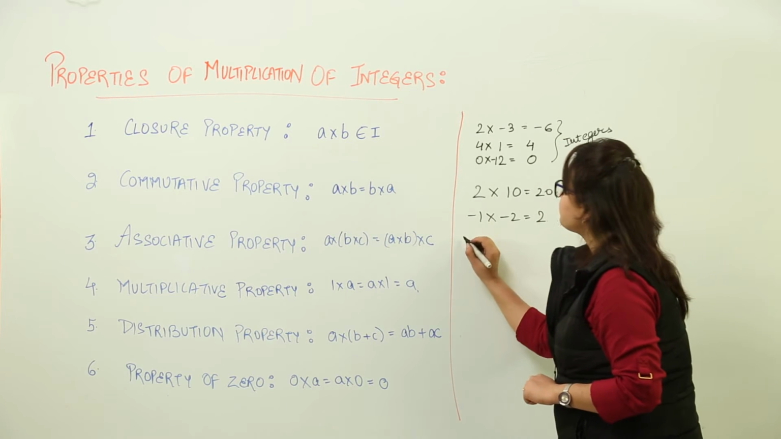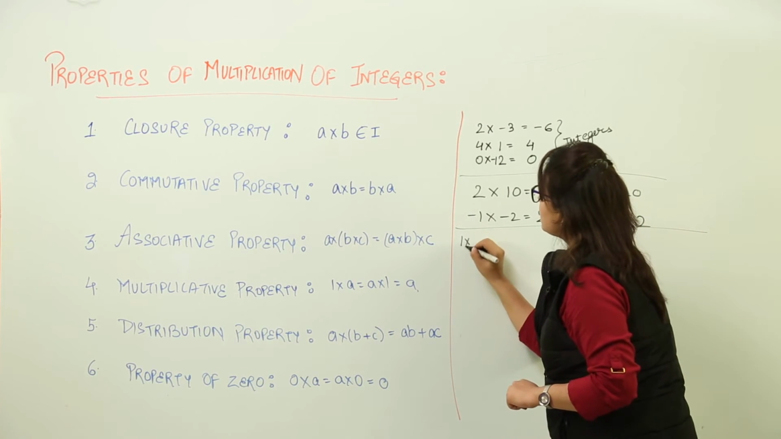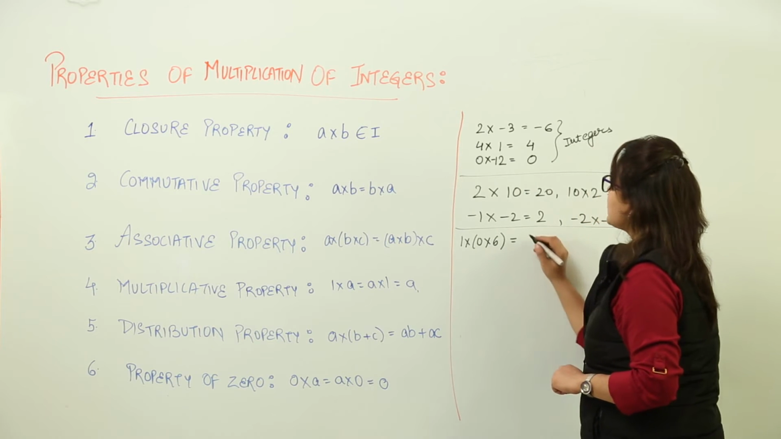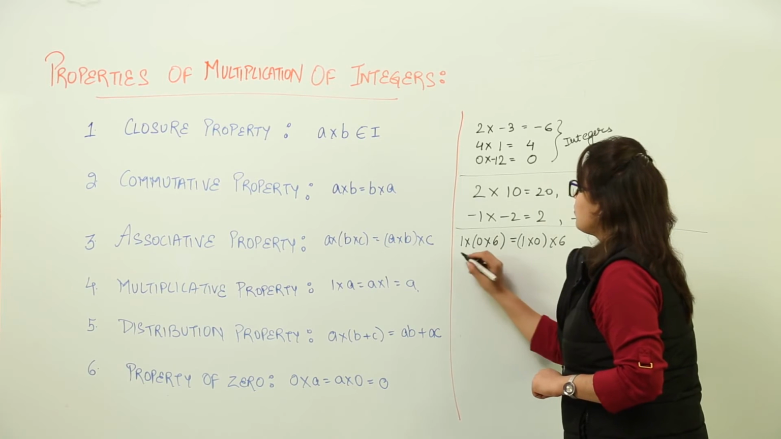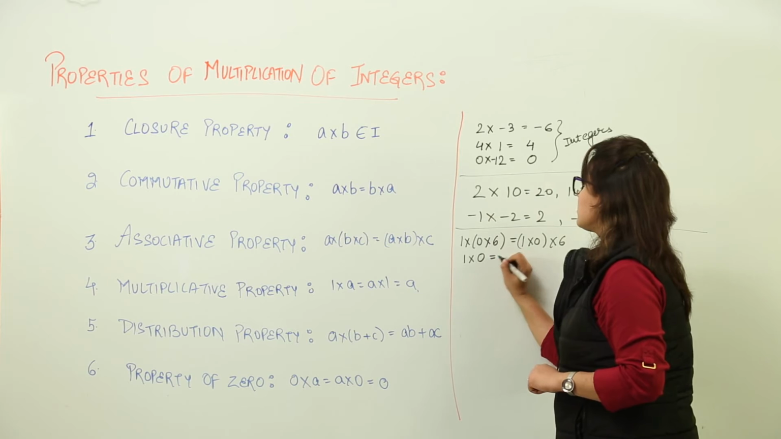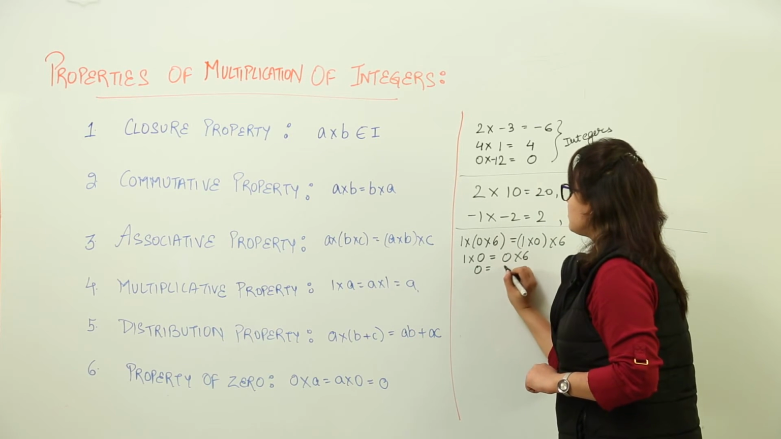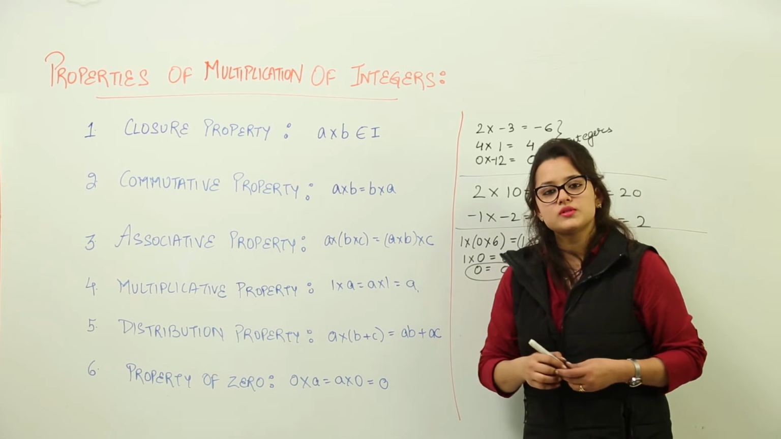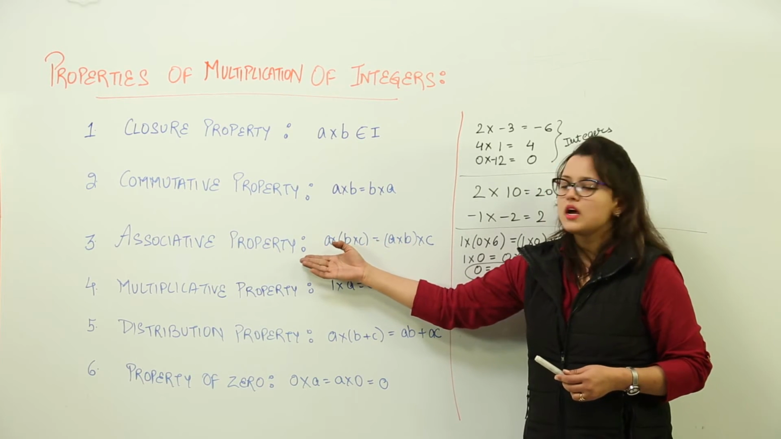Let us check. Okay, let's take one example for this now. 1 into 0 into 6. On the other side, we will have 1 into 0 into 6. What are we going to get? 1 into 0 into 6 is 0. 1 into 0 is 0. On the left hand side we have 0, on the right hand side we have 0. That means this is also associative. We can conclude that the multiplication of integers is associative.